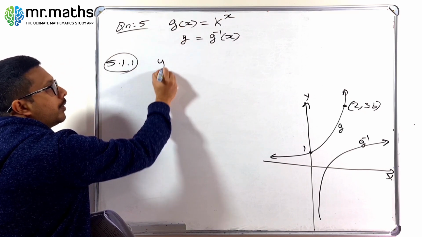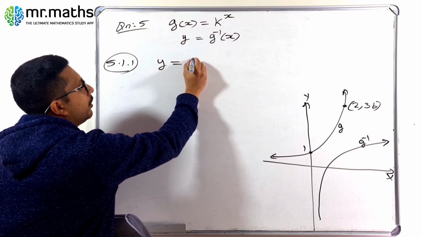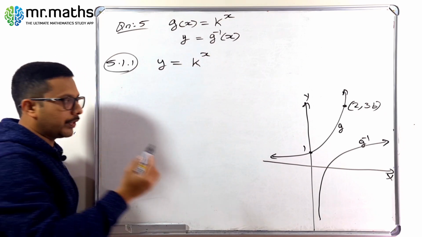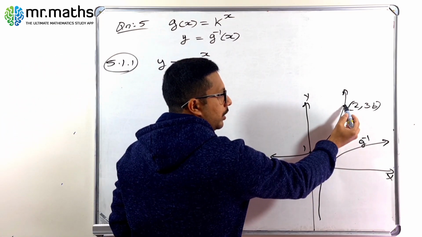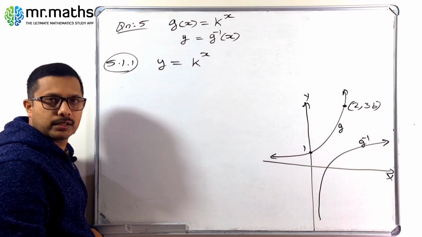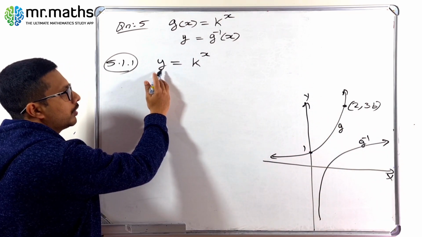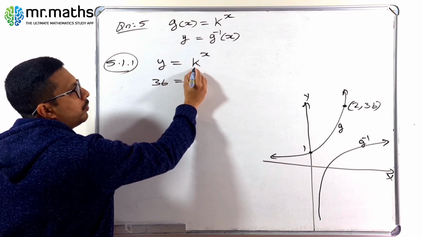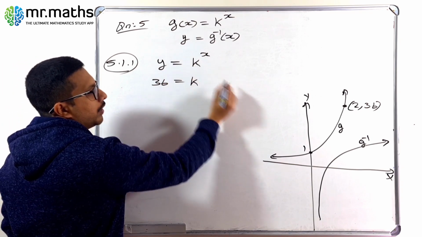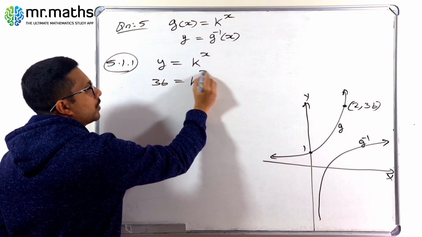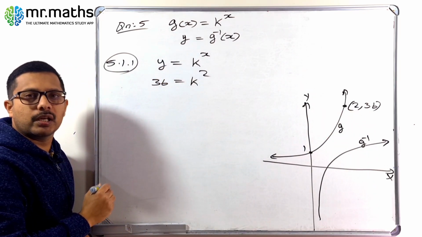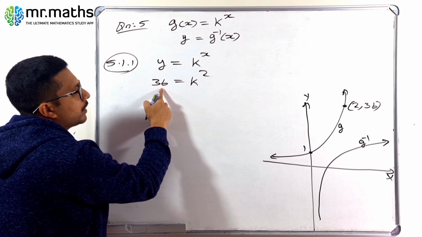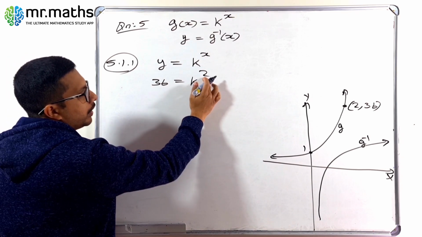g of x is the same as y, so y is equal to k raised to x. Do we know any point on that g of x graph? Yes, there is a point given, (2, 36). So substitute in this equation: 36 is equal to k raised to x. What is x here? 2. So k raised to 2 equals 36, I substituted that point (2, 36).